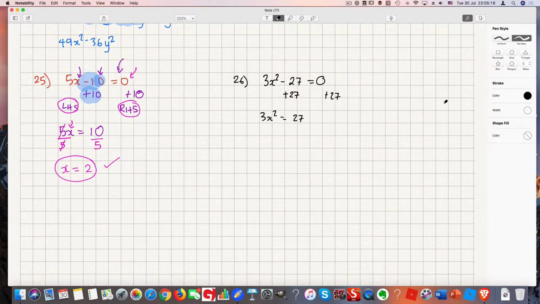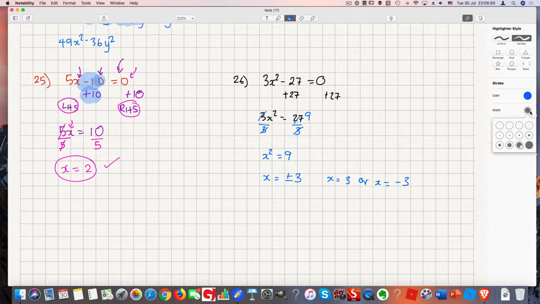Now because I have a 3 here, I have to divide by 3 because it's multiplying. So if I divide by 3, the 3 cancels, and divide by 3, and I get a 9. So now x squared equals 9, which means x equals plus or minus 3. So therefore x equals 3 or x equals minus 3. So it's important that you include both answers in this way.